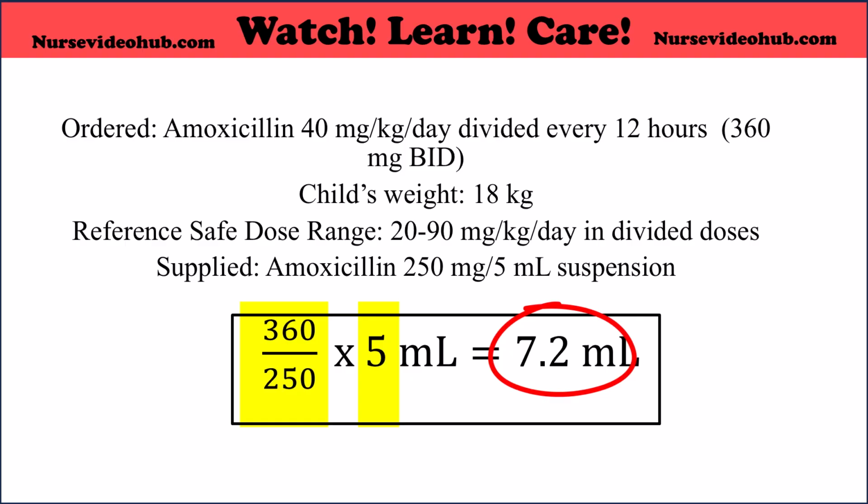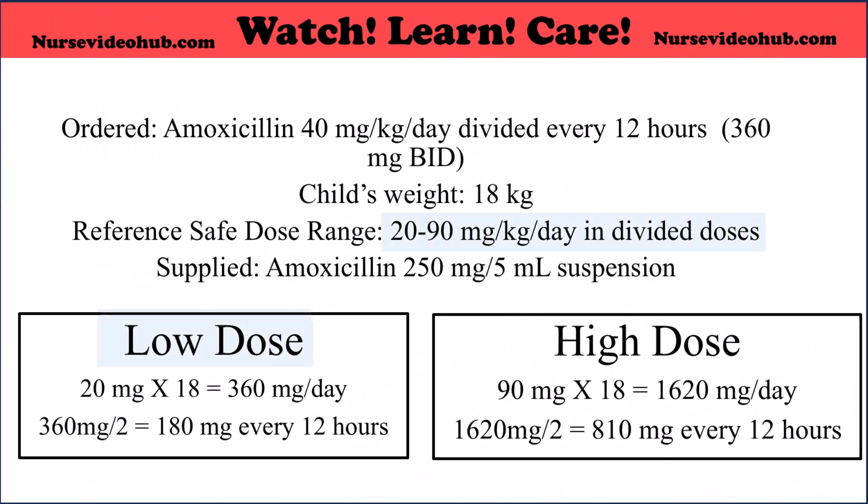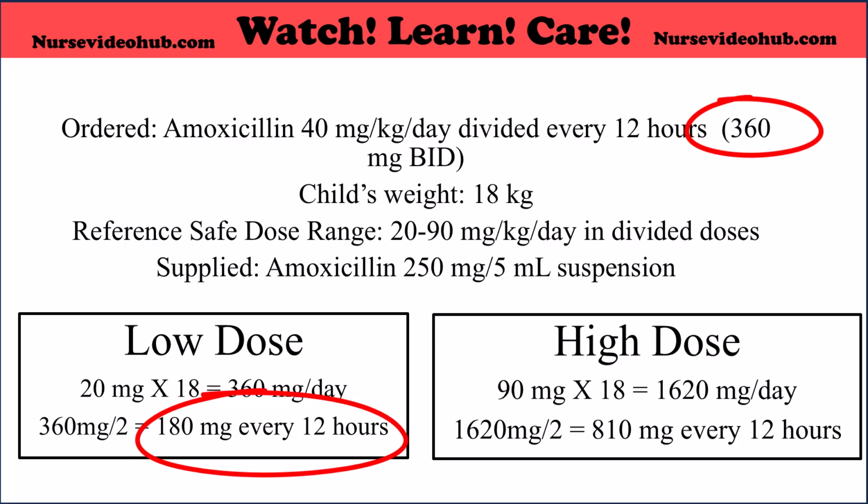Now you must determine if this is a safe dose within the low and high ranges. The low dose range is 20 milligrams times 18 kilograms divided by 2. Twice a day would be every 12 hours. The low dose is 180 milligrams every 12 hours. The patient's dose is 360 milligrams, which is above the low dose, so that is good. Now you need to ensure it is at or below the high dose.